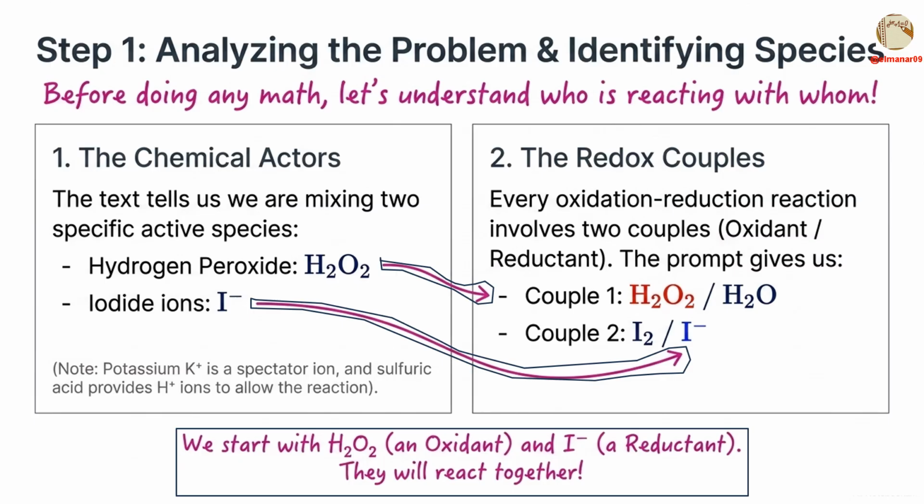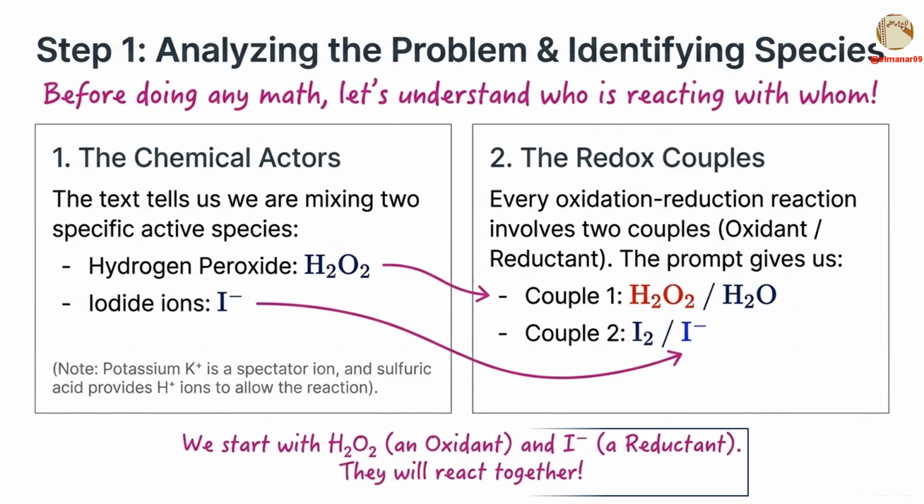Think of these couples as a partnership between an oxidant, who wants electrons, and a reductant, who gives them away. H2O2 is our oxidant from the H2O2/H2O couple, and I- is our reductant from the I2/I- couple. We also have some background staff. Potassium, K+, is just watching, a spectator ion, and sulfuric acid provides the H+ ions needed for the reaction to happen. By identifying these partners, we know exactly who is reacting with whom to create our new products.